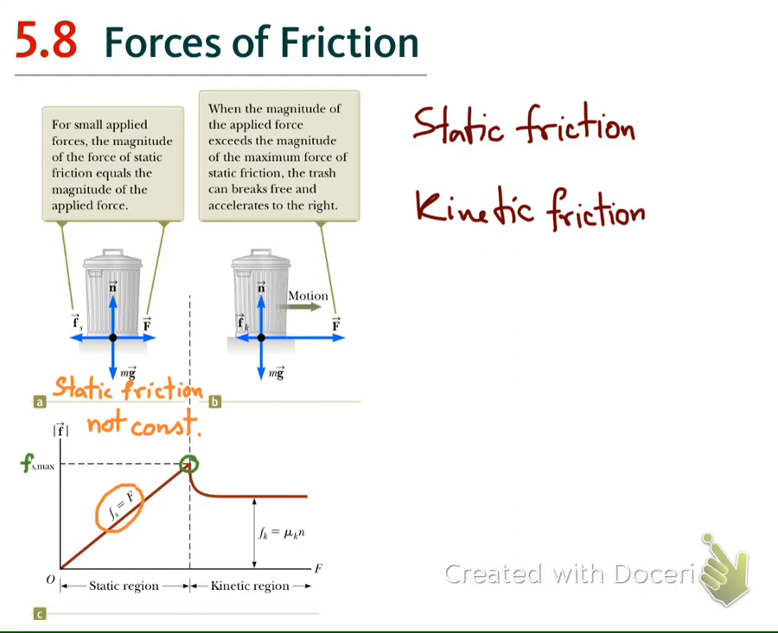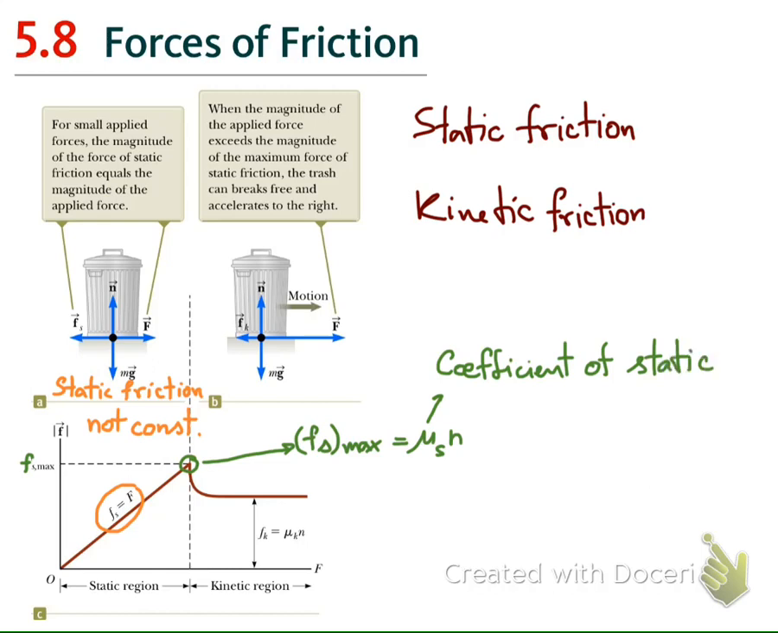At this maximum value, we have that Fs max is equal to mu s N. We call this coefficient mu s the coefficient of static friction. Here, N is the normal force.